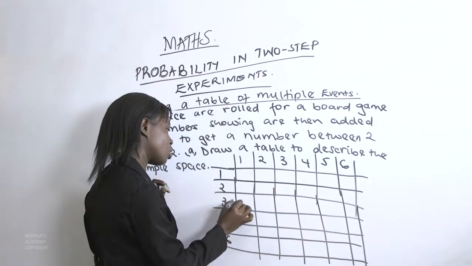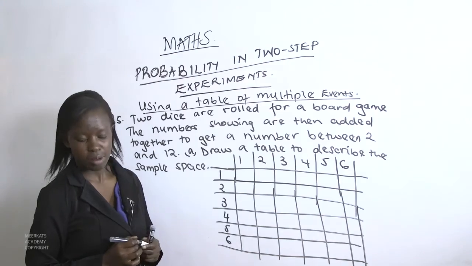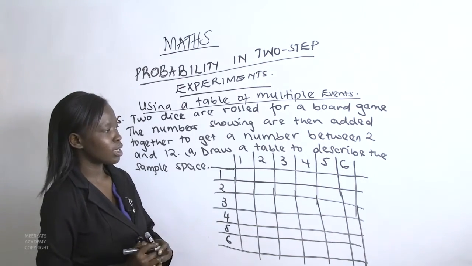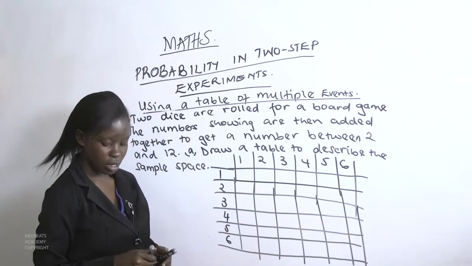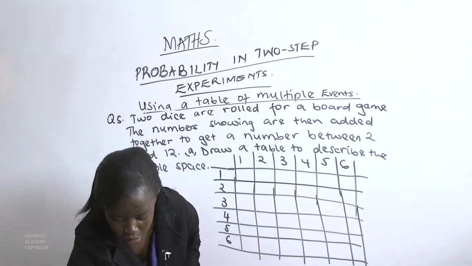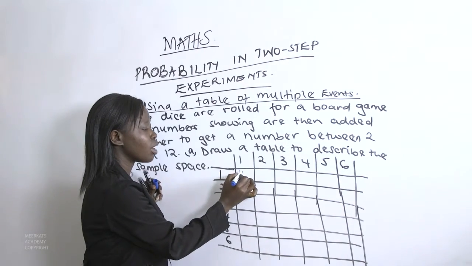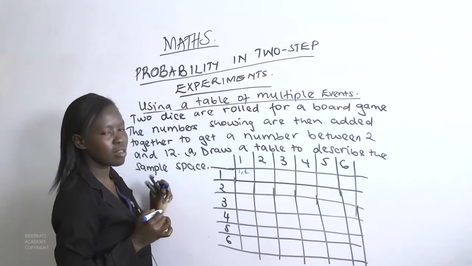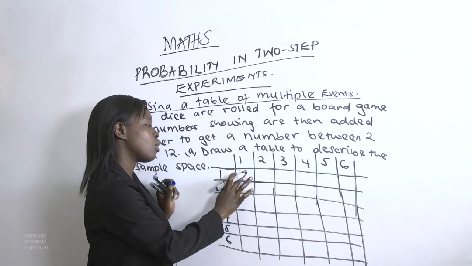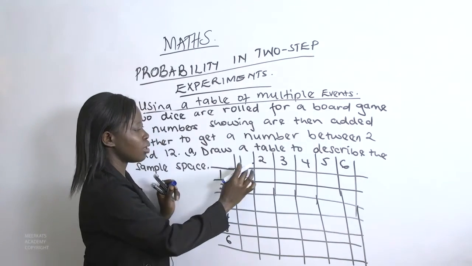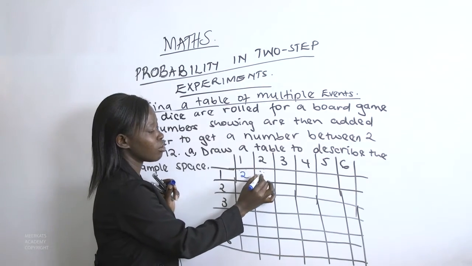Then the instruction in the question is that the numbers that are showing are being added so that we get a figure between 2 and 12. So we need to identify which numbers are showing in each and every outcome. The first outcome, we will have a 1 and a 1 showing. So the numbers are added. We have 1 plus 1, which will give us 2. Then here we will have 1 and 2 showing, so 1 plus 2 will give us 3.